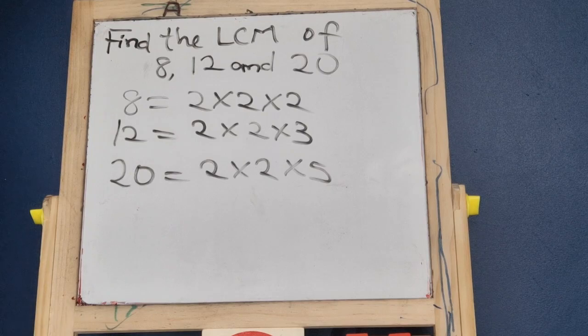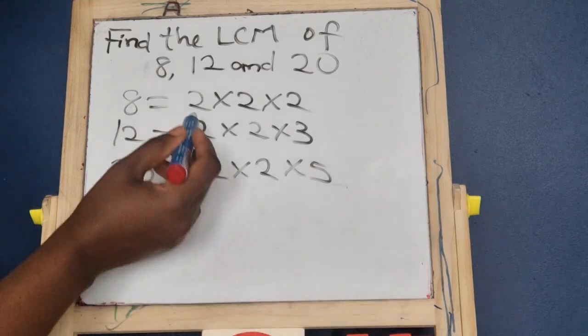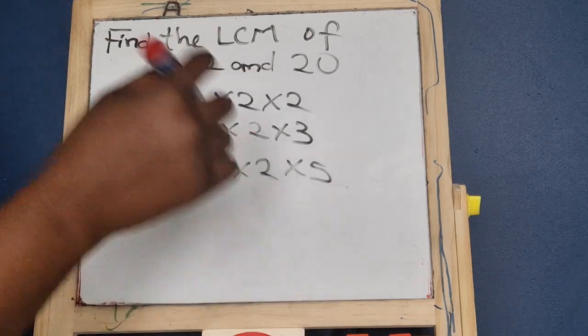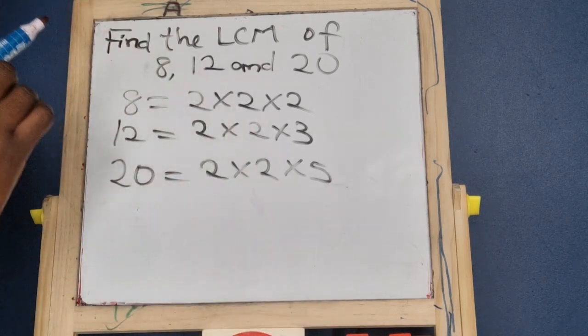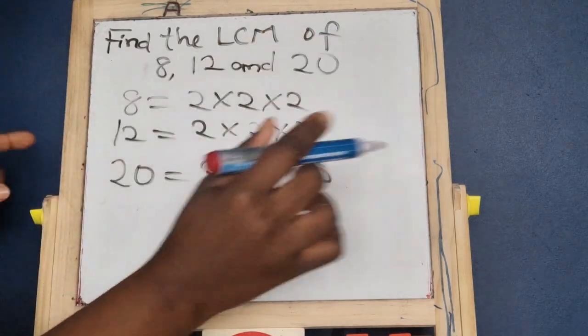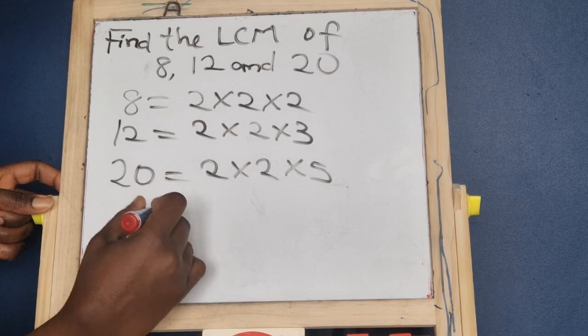Now, to use this method, if we are finding HCF, then we will select the common ones, because we are looking for the highest common factor. But now that we are looking for the lowest common multiple, you just select the ones with the highest number. For example, let's select 2 now. The first prime number is 2, right?